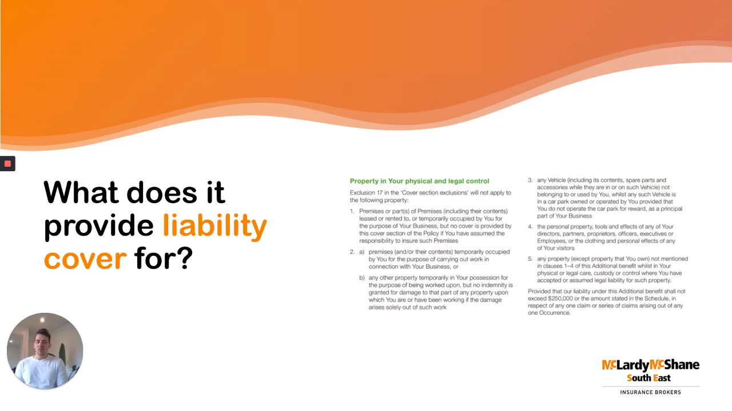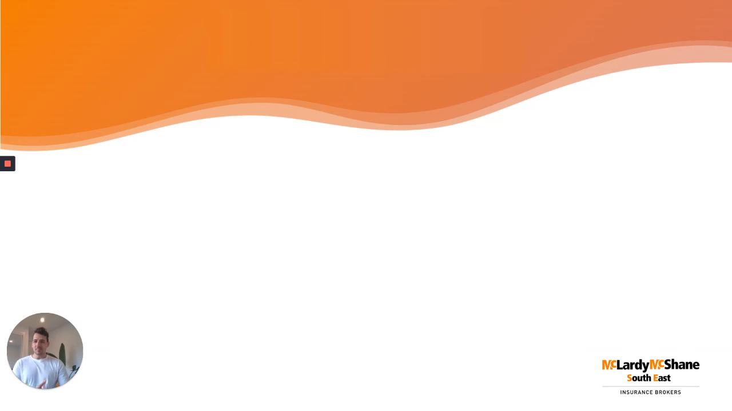Industry standard, what you should be looking for is a limit of 500,000. If you've got a Steadfast public and products liability policy, you should have that $500,000 limit. Anything less is probably not quite up to market standard. 500 is industry standard, but you can also go higher if you need it, depending on your industry.